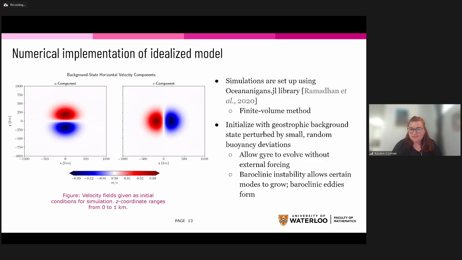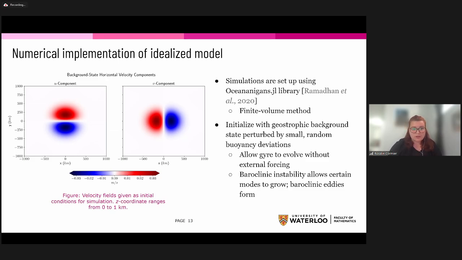We set up our simulations using the Oceananigans Julia library, which provides a finite volume method for solving fluid dynamical simulations. And then when we initialize this geostrophic background state, we assume geostrophy in all fields, but to our buoyancy field, we add a small random perturbation. And then that's it. We allow the gyre to evolve without external forcing. And because that geostrophic state is inherently baroclinically unstable, certain modes within that random perturbation will be inclined to grow, and we see baroclinic eddies start to form.